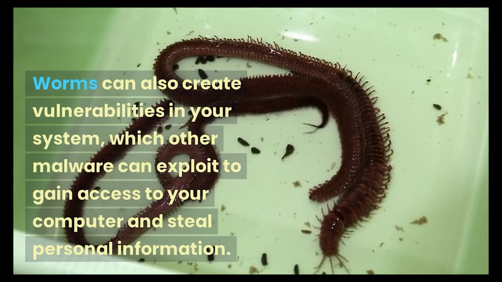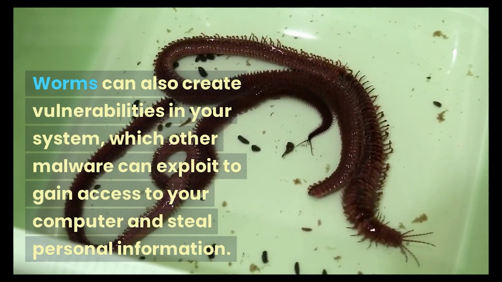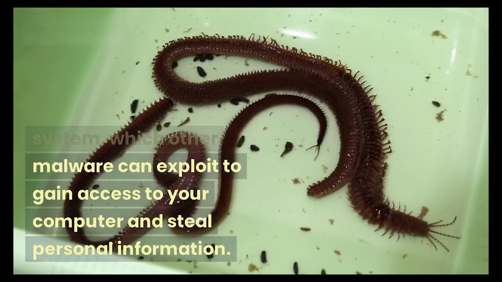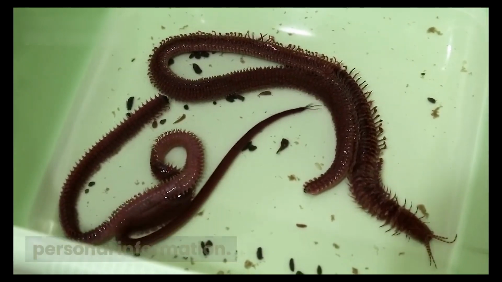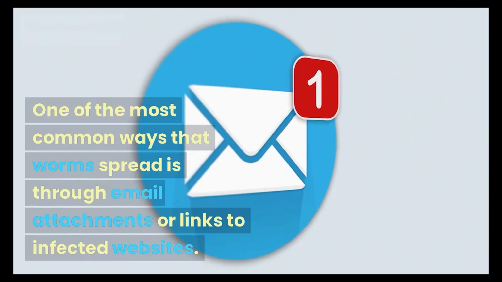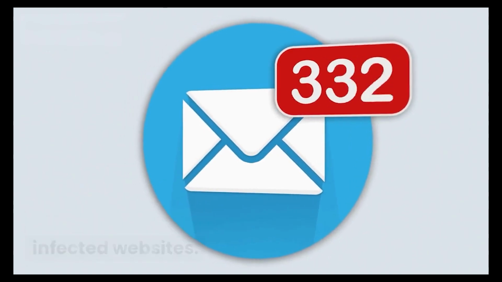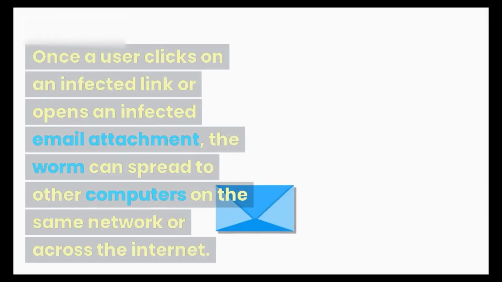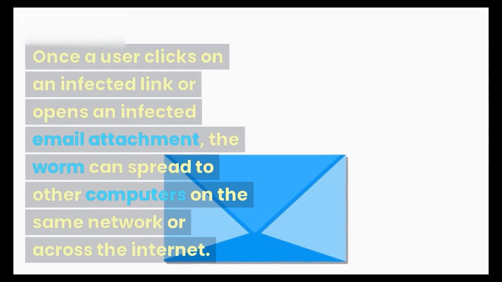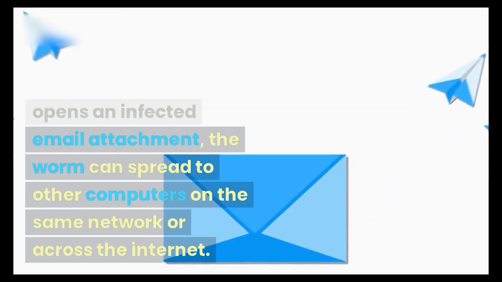Worms can also create vulnerabilities in your system, which other malware can exploit to gain access to your computer and steal personal information. One of the most common ways that worms spread is through email attachments or links to infected websites. Once a user clicks on an infected link or opens an infected email attachment, the worm can spread to other computers on the same network or across the internet.